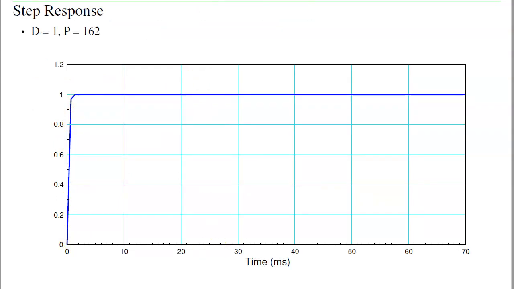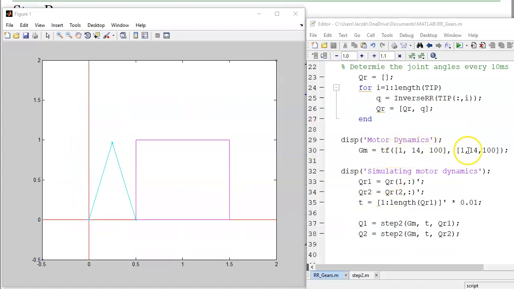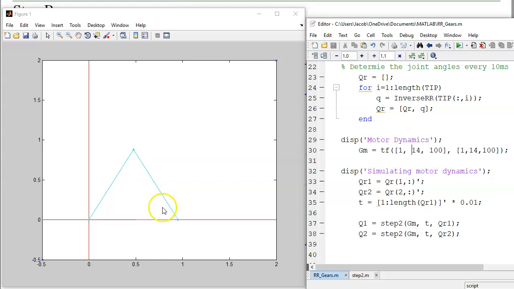In simulation, that shows up as the transfer function being s squared plus 14s plus 100 over s squared plus 14s plus 100. These cancel, so the gain is 1. When I have a gain of 1, the desired angle, the light blue line, is equal to the actual angle, the dark blue line.